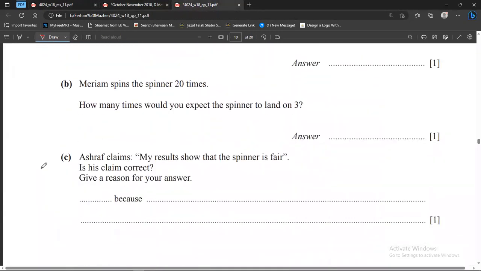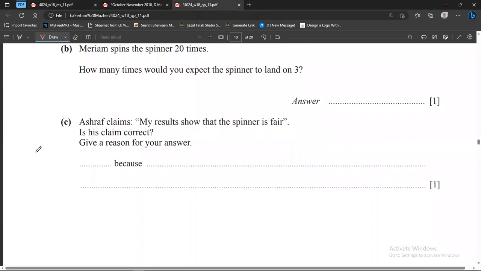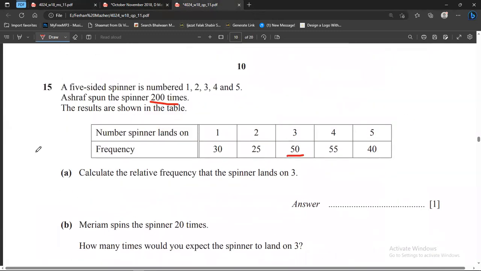Okay, then we have, he says, Ashraf claims my results show the spinner is fair. Ashraf says that the spinner is fair. Is his claim correct? Give a reason for your answer. No, his claim is not right. The reason is, you see, the reason is very simple.